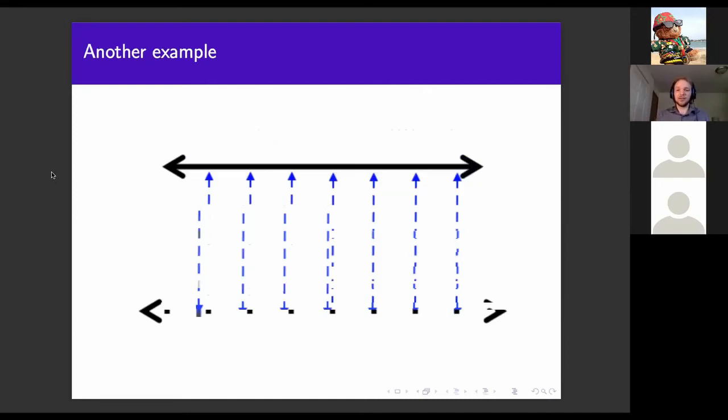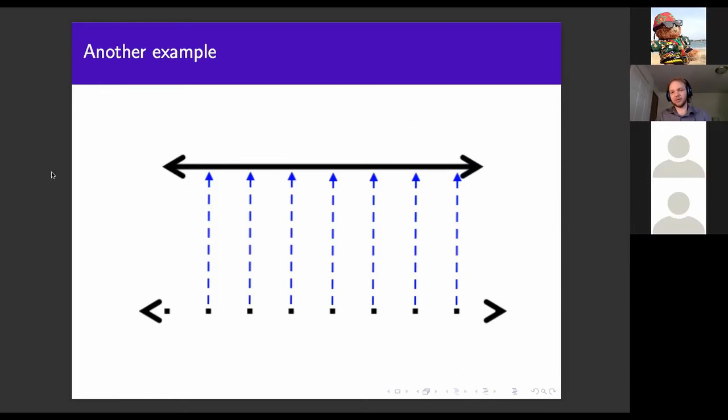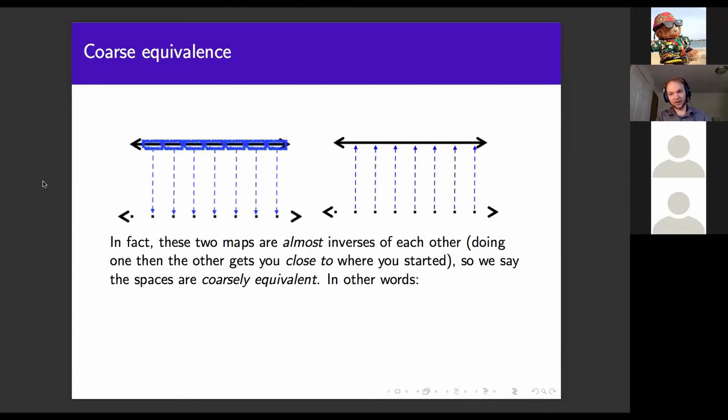Another good example, this is very basic, and this is continuous as well, is just to take your integers and map them right back to the real numbers, right? 1 is a real number, 2 is a real number, so map them back. And in fact, these two are not inverses of each other, right? If I start with 4.2, I don't get back to 4.2, I get back to 4, if you follow the little track. But they're almost inverses of each other. Doing one, doing the other gets you close to where you started. In fact, it gets you within 1 unit of where you started.